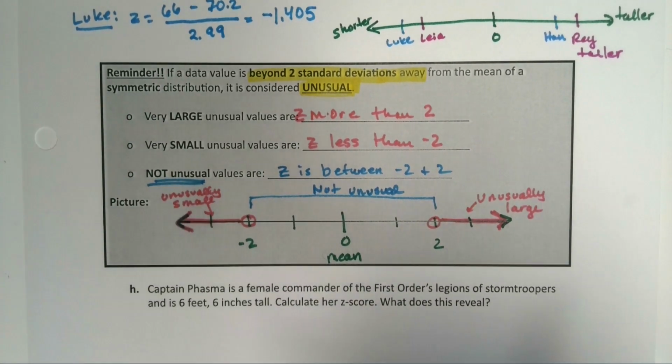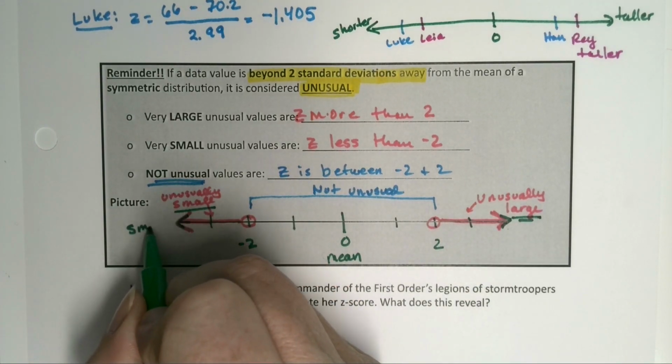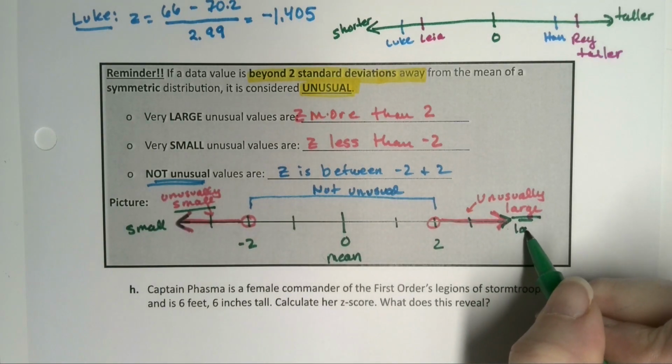Oh, and don't forget, these are larger values. These are smaller values, right? Small is over on this side. Large is over on this side.